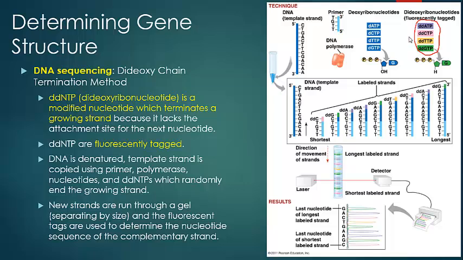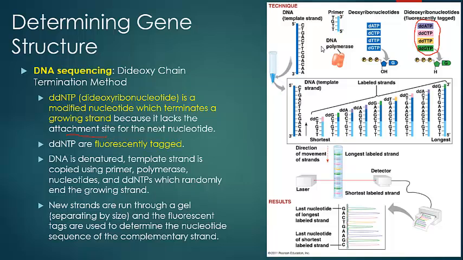When these ddNTPs are used during the process of DNA replication, they are going to end the growing strand. Whenever they are inserted by the enzyme DNA polymerase, replication stops. It stops because they lack the attachment site for the next nucleotide. In order to accomplish DNA sequencing, we are going to undergo the process of DNA replication.